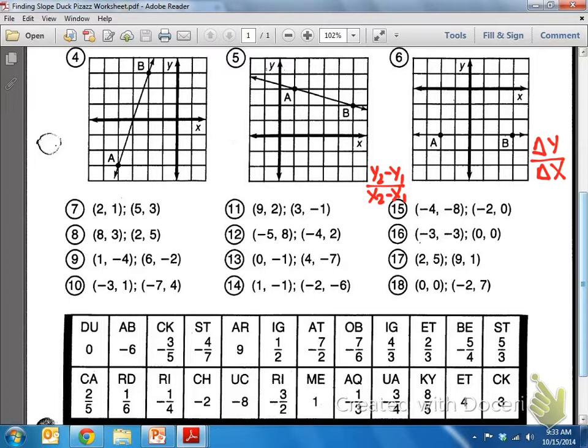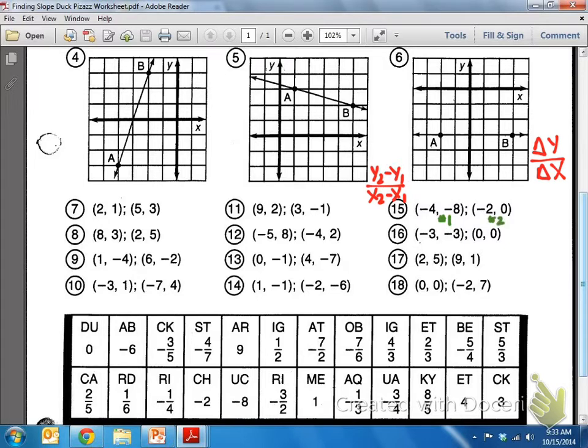And what the 2's and the 1's mean, it's not an exponent. It is an identifier. So which point am I talking about, or which y part of which point am I talking about? So y2 and y1. So for number 15, for example, I'm just going to arbitrarily label this first point as point 1, and the second point as point 2.